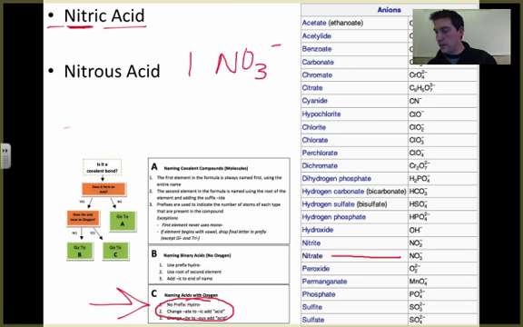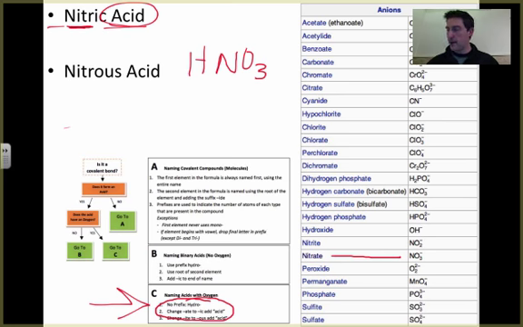And we know that there has to be a hydrogen at the front because it's an acid, and hydrogen always makes a plus. That 1 plus and that minus, they're going to even each other out, so I can get rid of those. This is nitric acid.